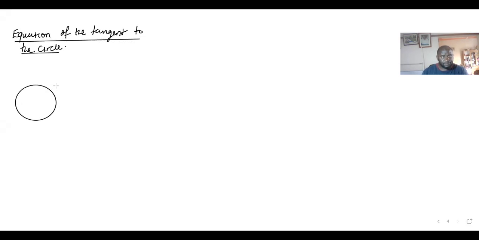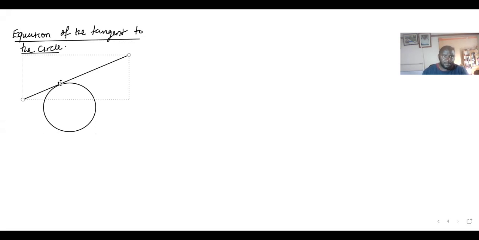If this is our circle, then the tangent is here. Now they want us to find its equation. That is our radius. Then this is the center of the circle, and this is the perpendicular that meets the line at a point (h, k). Then this is our what? Our tangent.